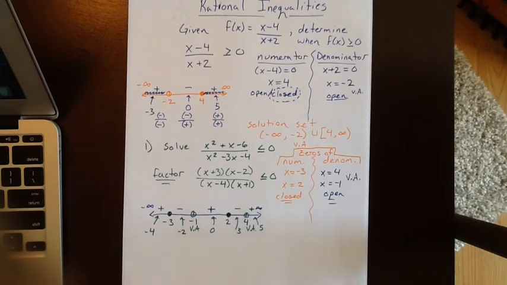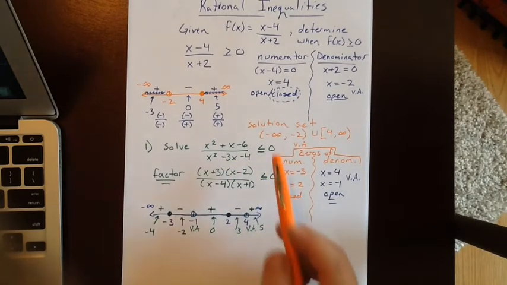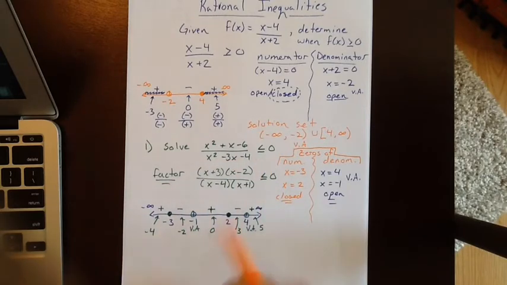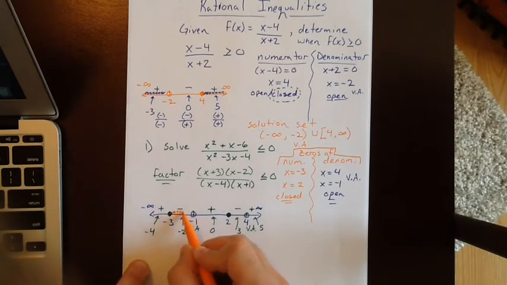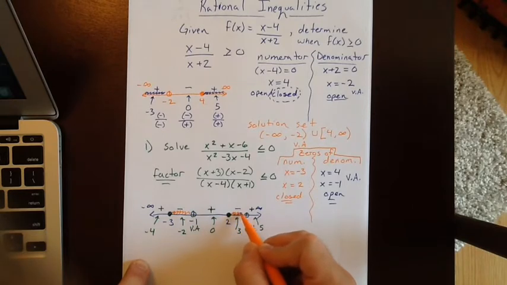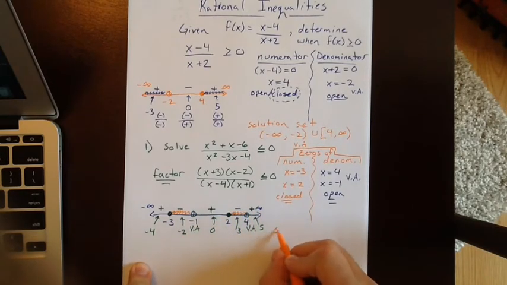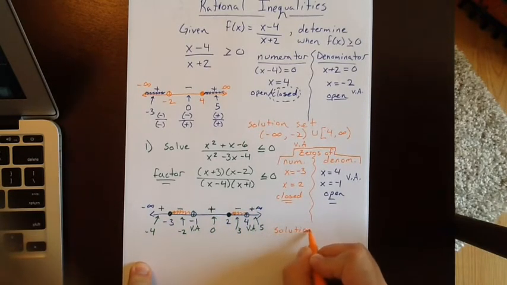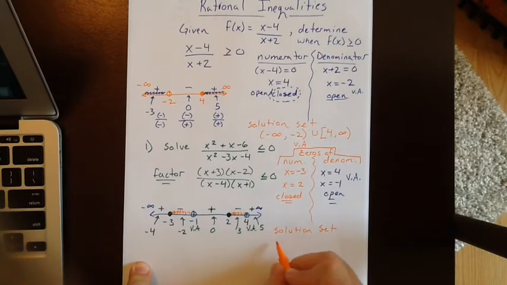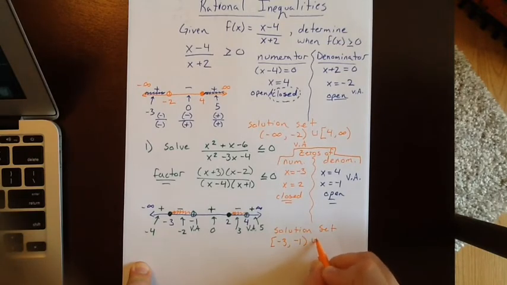According to our symbol, we desire the regions less than 0, which were the negative regions, making our solution set -3, close bracket, to -1, open, jumping to close bracket 2, to open bracket 4.